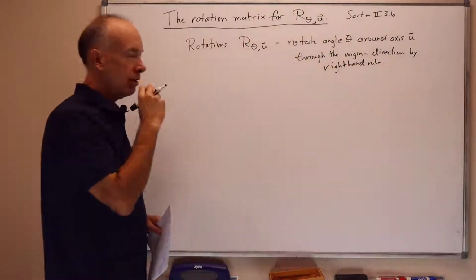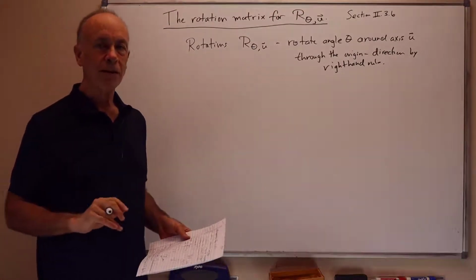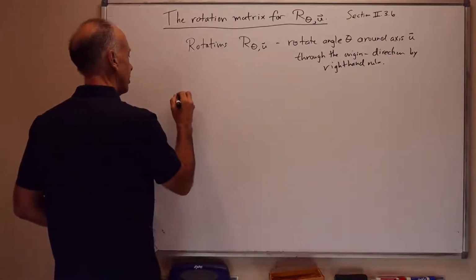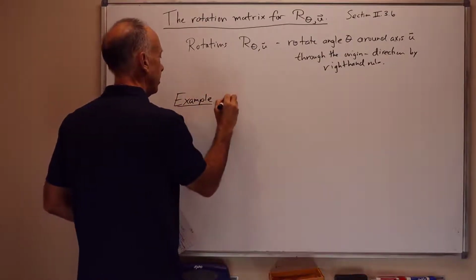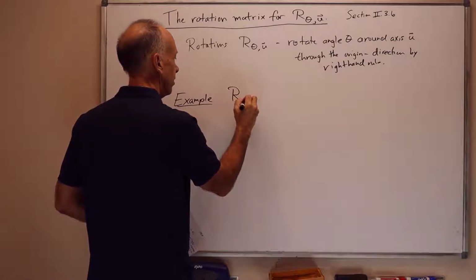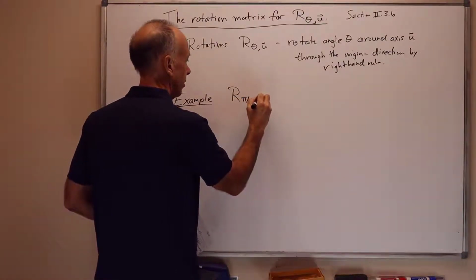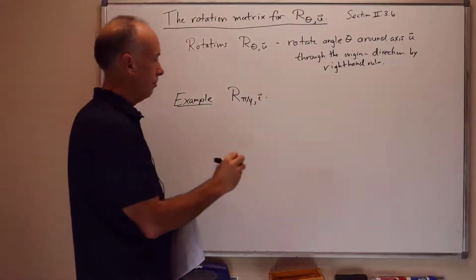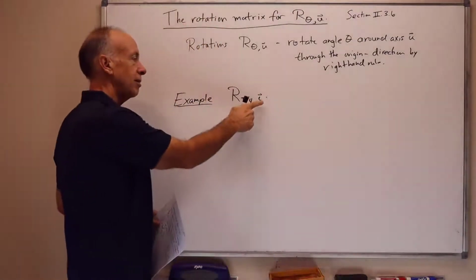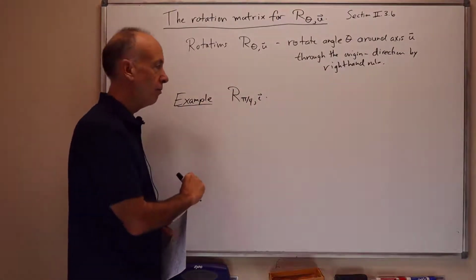Okay, so as before I derive the matrix, which is a rather complex looking matrix, let's just as a warm-up do an example. So for example, let's consider R pi over 4 I. So what does this do? We're rotating around the axis I through 45 degrees, pi over 4 radians.